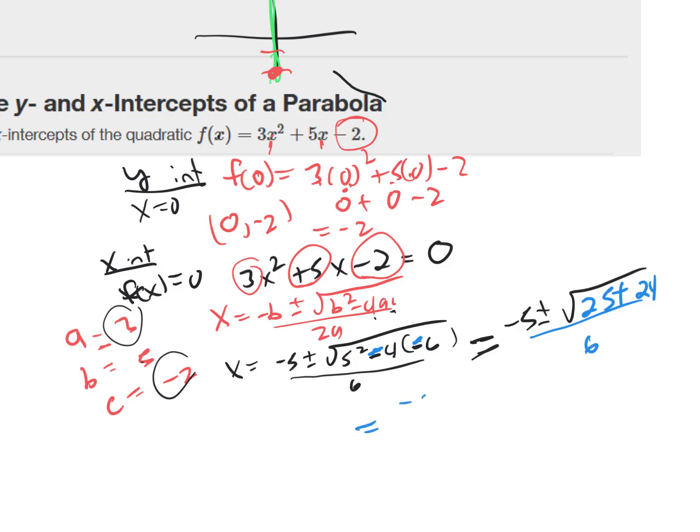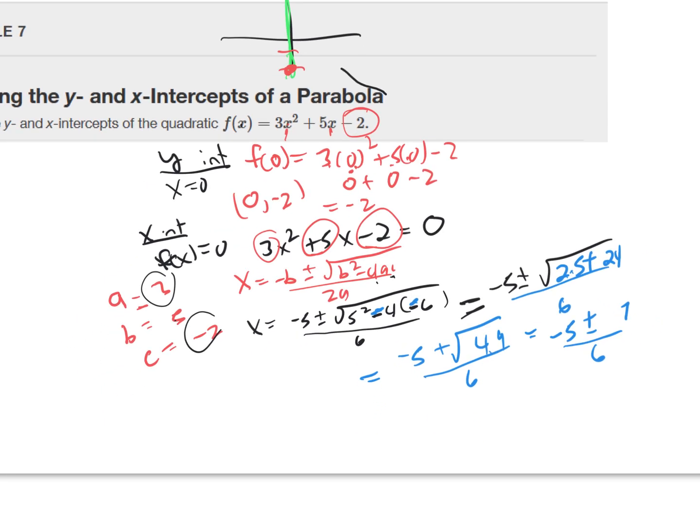Negative 5 plus or minus square root of, what's 25 plus 24? Did you say 49? You're right. All over 6. Since that's a very perfect square, I know I could have factored this. Maybe in class I'll do this problem again, and just to show everybody that after you go through it. Negative 5 plus or minus the square root of 49 is a 7. All divided by 6.